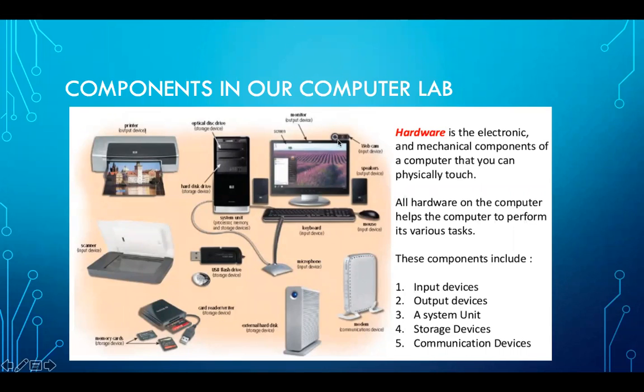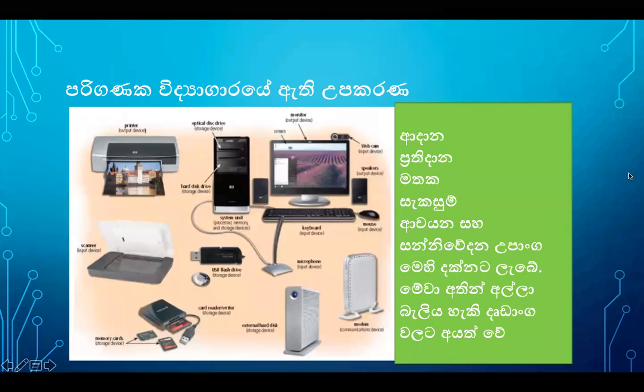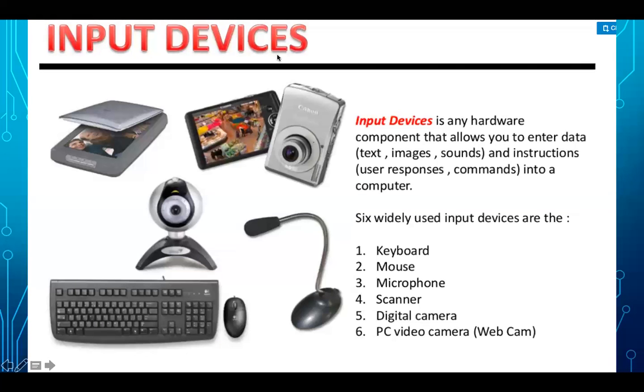Anyway, these hardware components are divided into five basic categories: input devices, output devices, system unit or processing devices, storage devices, and then communication devices. Let's discuss this further.